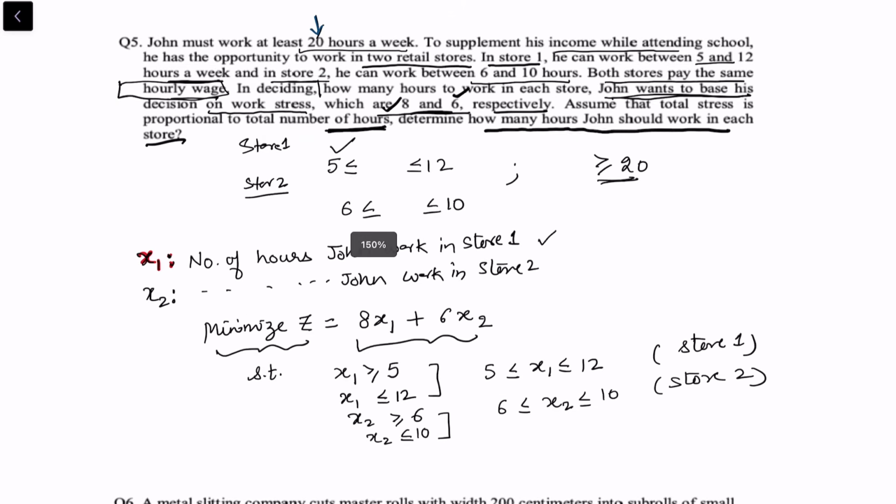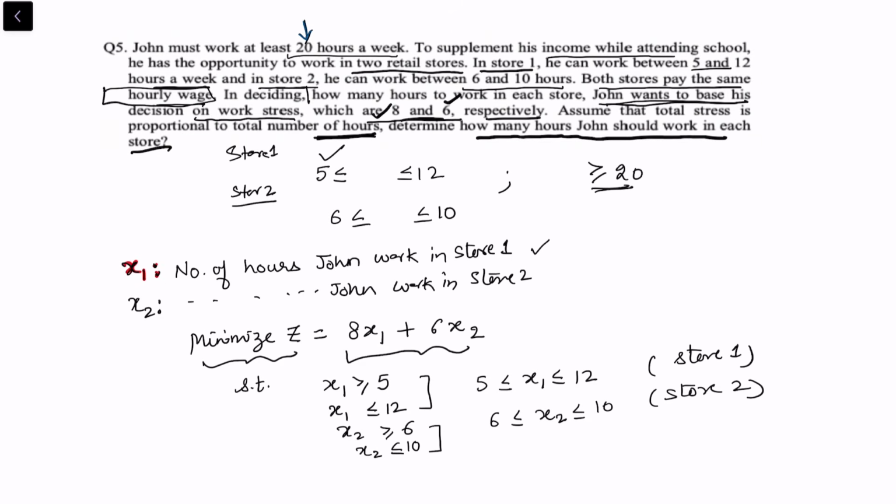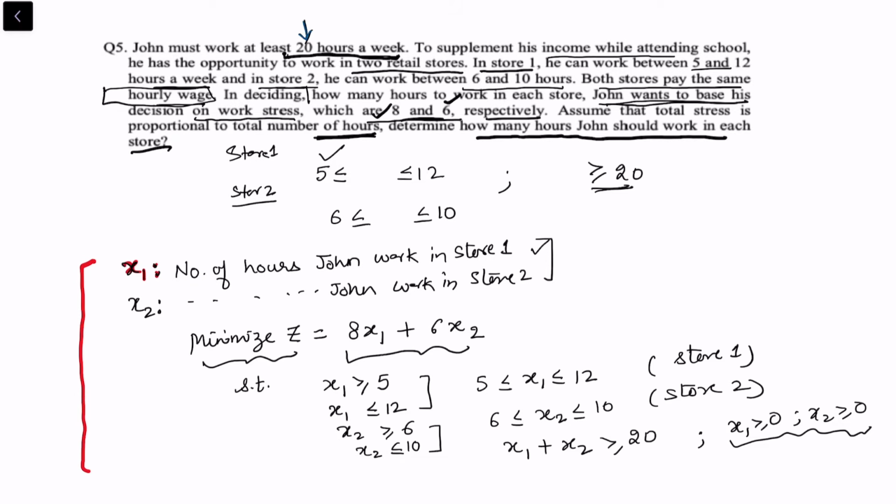And in total, whenever he is working, he has to work at least 20 hours a week. So there is one more constraint, x1 plus x2, which is the total number of hours in both the stores. This should be greater than or equal to 20. Okay, and then we take non-negative decision variables, either he is working or not working. So the number of hours cannot be negative, and so this becomes the formulation of the given problem.